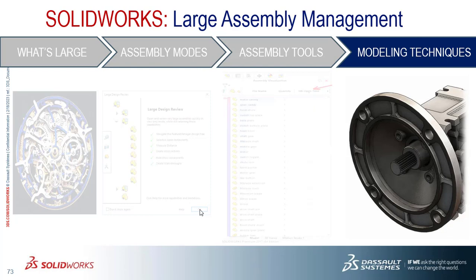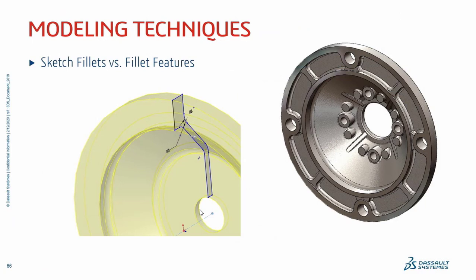And the next one is our modeling techniques. We have different modeling techniques. So what modeling techniques you have to follow so that it will boost your performance for the larger assembly. The first modeling technique is sketch fillet versus fillet features. I have already told you, if you create n number of fillet features, okay, it will contribute to the graphics triangles and lead to reduced performance. If you add sketch fillets inside the sketch, it will reduce that because it does not create a separate feature. Okay, that will improve your performance.